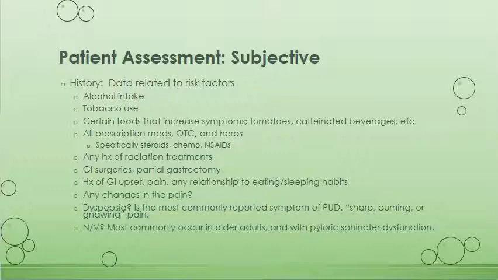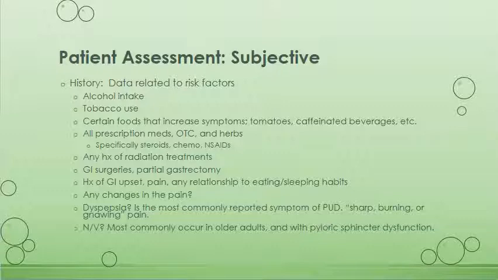Find out what prescription medications they're on and the over-the-counter meds and herbs. And specifically, we're talking about steroids, chemotherapy, and of course those NSAIDs. Have they had any history of radiation treatments? Have they had a GI surgery, any partial gastrectomy, any weight loss surgeries dealing with that stomach that could put them at increased risk? Have they had a history of GI upset, pain, or any relationship to their eating or sleeping habits? If they go to bed or lay down too soon after eating, do they get symptoms? What foods, as I said before, contribute to symptomatology?